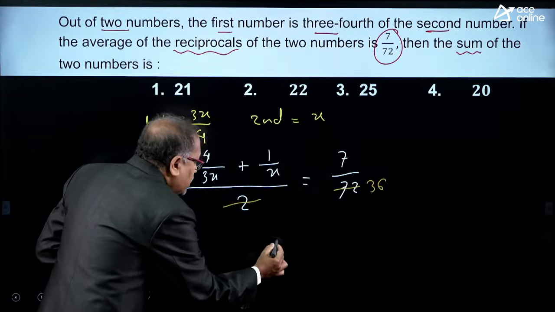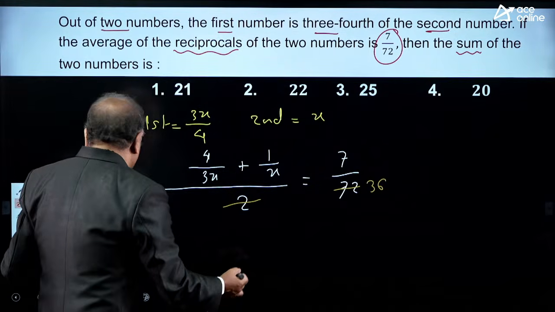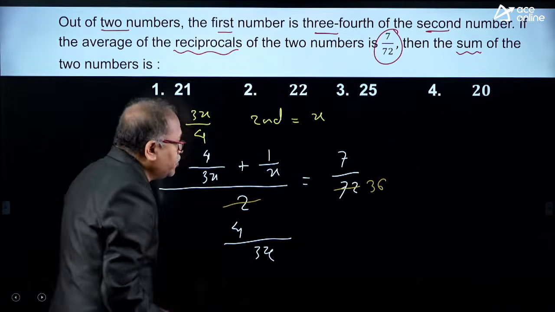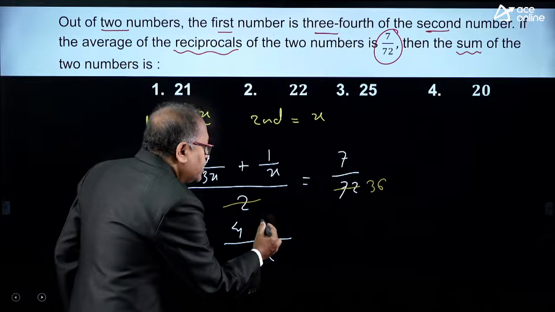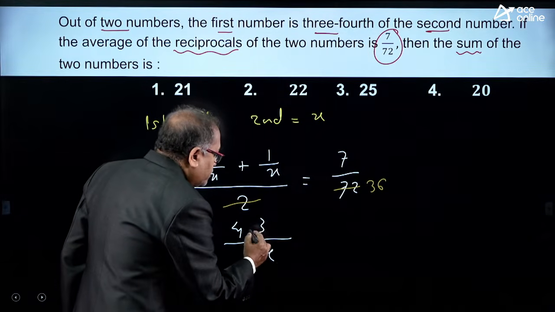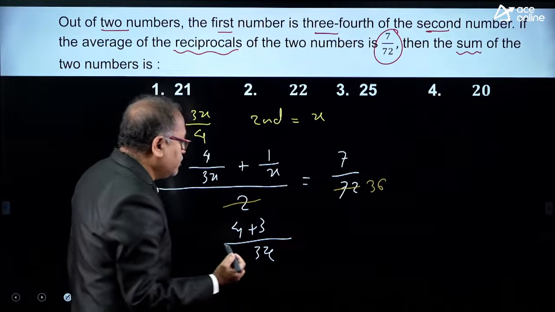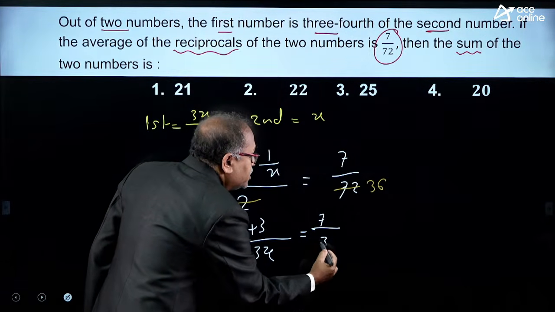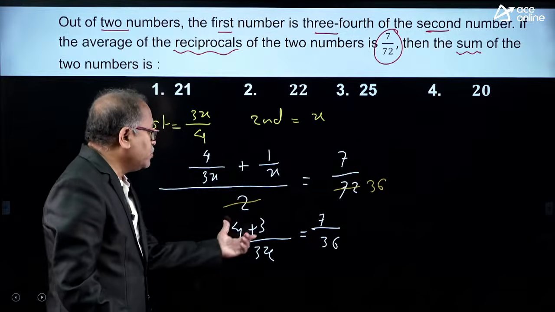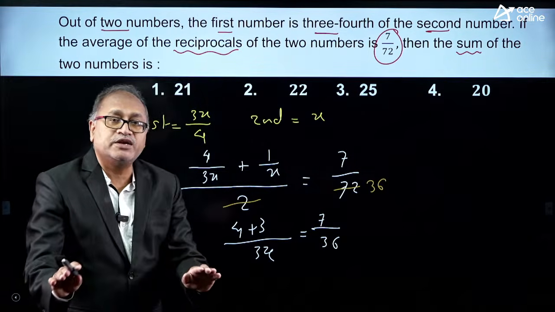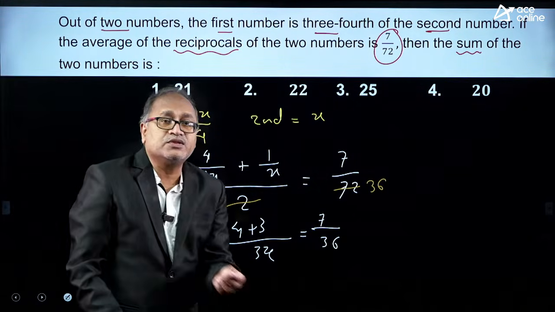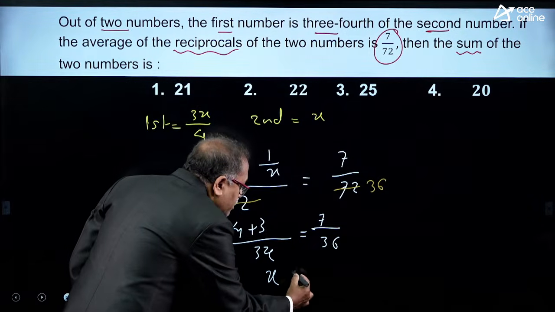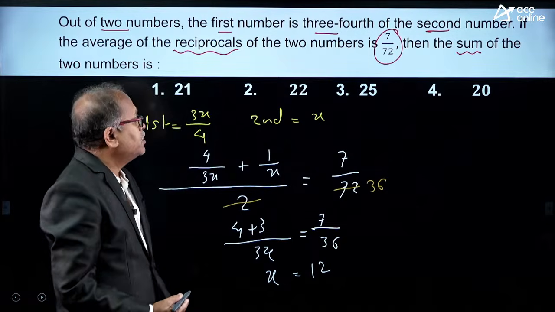So what is the LCM over here? The LCM over here is 3x, and I notice that here it is 4 and here it is 3 times. This is 4 plus 3, am I right? Which is equal to 7 by 36. So I notice that the 7 numerators are getting cancelled. 3x is equal to 36, x is equal to 12. Right, my dear friends? So I am writing here x is equal to 12. We got the x value.